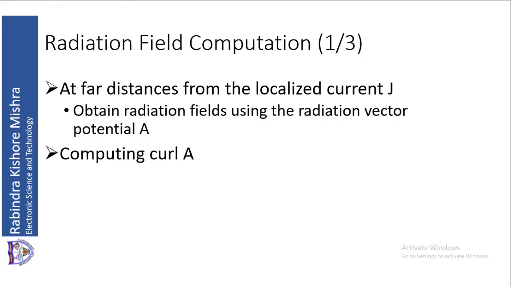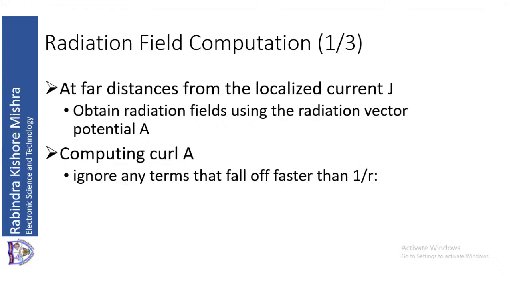Once we find A, we can find the curl of A. Once you compute the curl of A, we will ignore all those terms which are falling faster than 1 by R. We will consider only the terms which are falling as 1 by R. So let us see what it is. Curl of A is equal to curl of mu exponential minus jkR by 4 pi R into F.